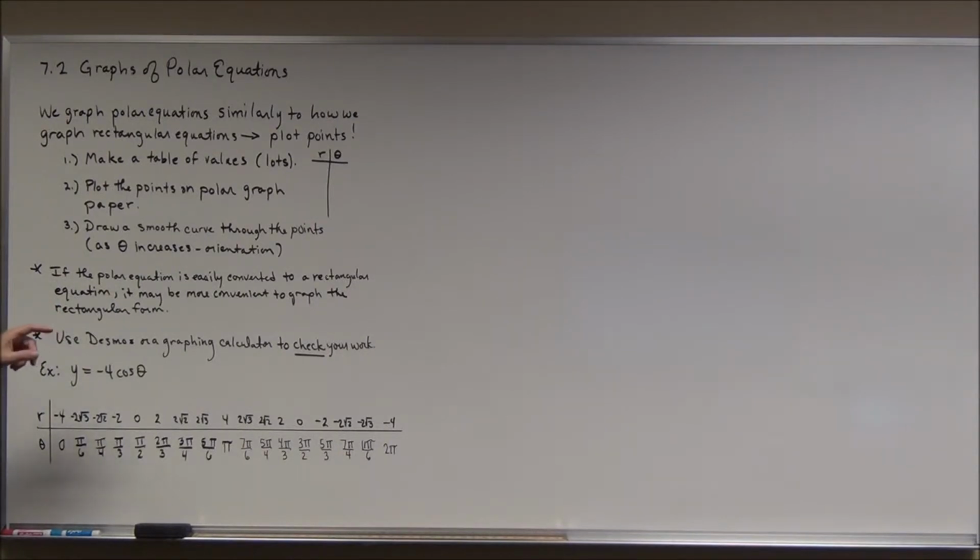And remember, it's going to be a smooth curve. It's not connect the dots with a bunch of line segments. So here's my first example. Y equals negative 4 cosine of theta.